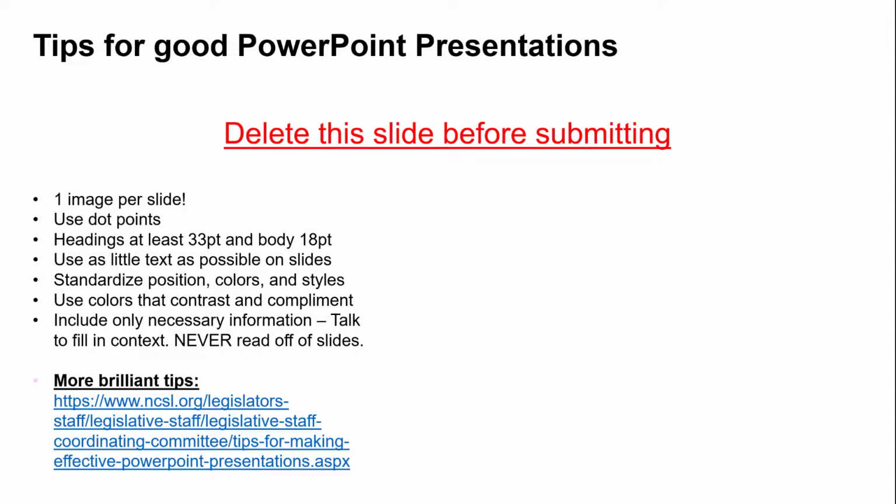which leads on to the final point, which is include only necessary information and talk to fill in the context, never read off the slides, which is exactly what I just did in that last point. But what I am getting at is that, for instance, the first point there was use one image per slide. And then I started speaking and elaborating further on that point. I didn't write out everything verbatim of what I said following that dot point.